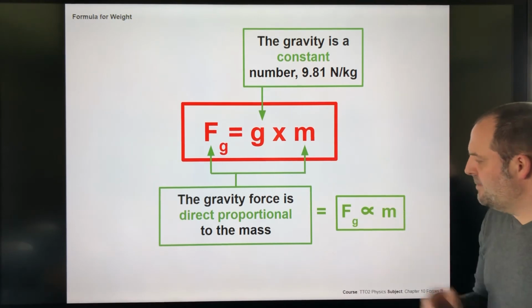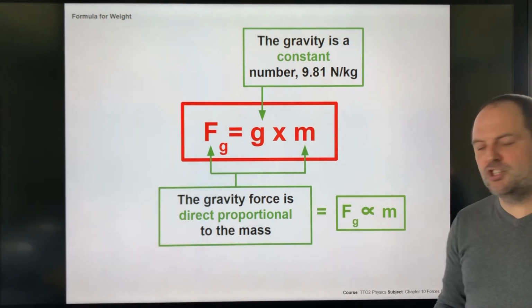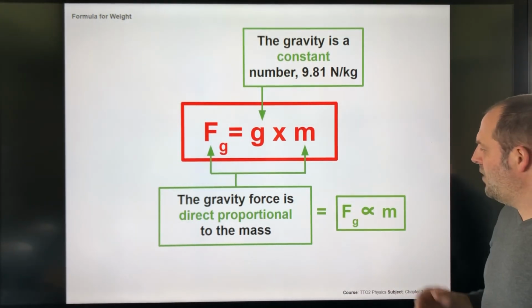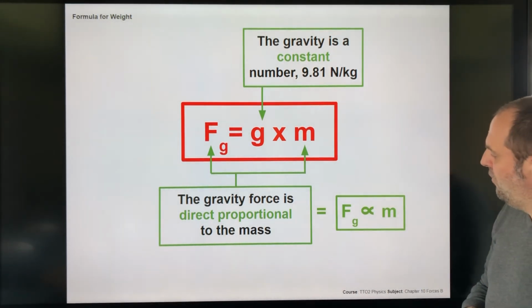This is the symbol that we use a lot for direct proportional because it's a pretty long word to write down every time. It's like a small fish.